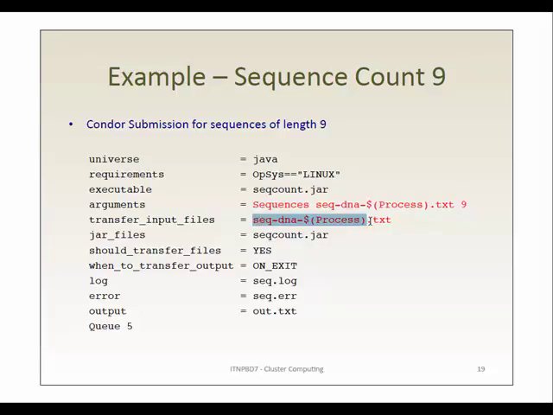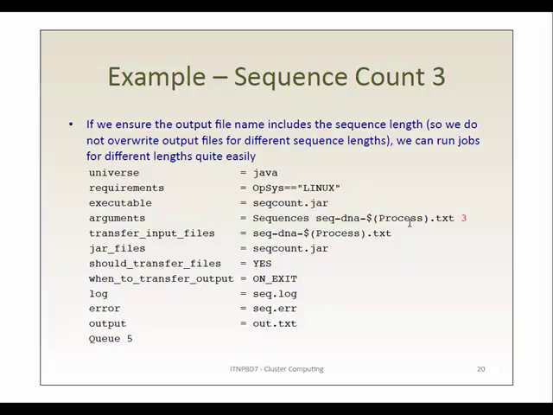Here I tell it what files to transfer. Well, if I'm going to process this file here, I need to transfer that file over to the node. That's the only change from what we did before with the word count. Use a different class, here's the file, that's as before, and here's the sequence length. Everything else is the same general structure.